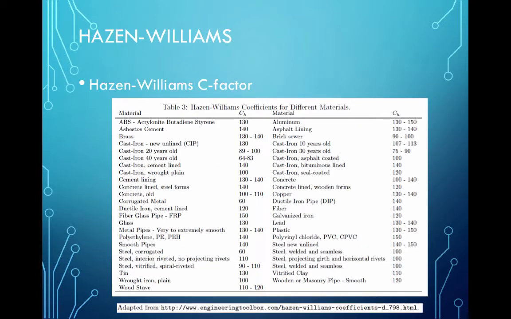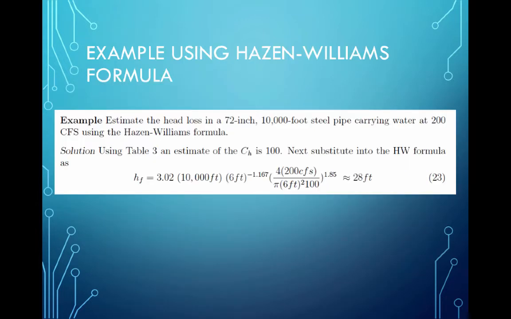Here's an example of some C factors. This came from Engineering Toolbox. By all means, use the internet when you're doing these. And here's an example using Hazen-Williams.